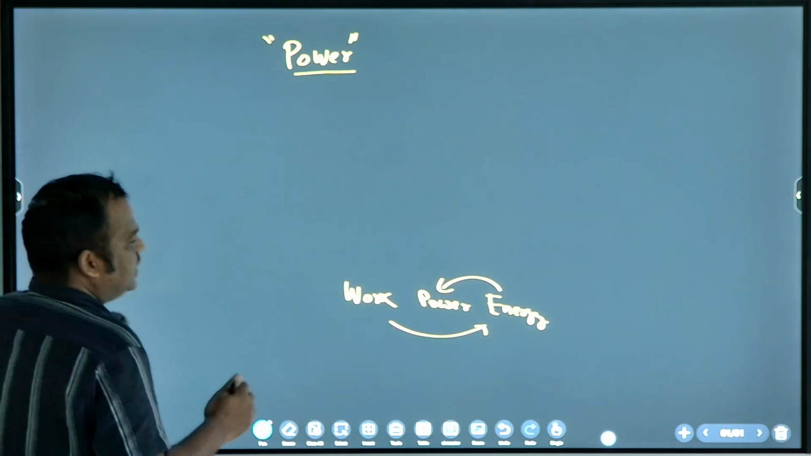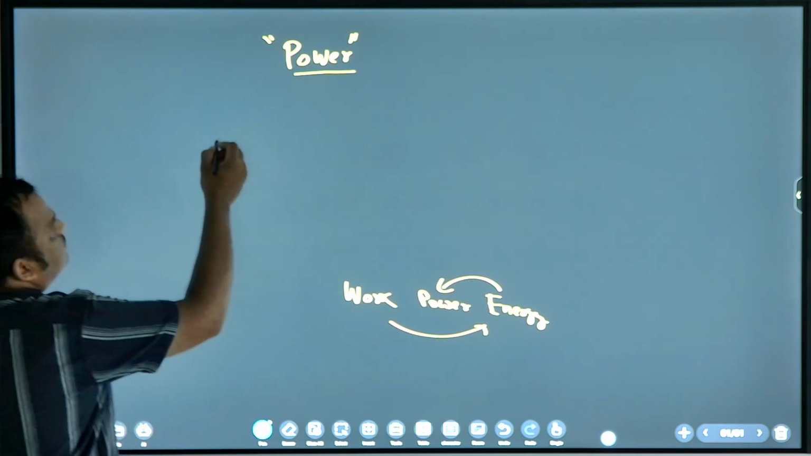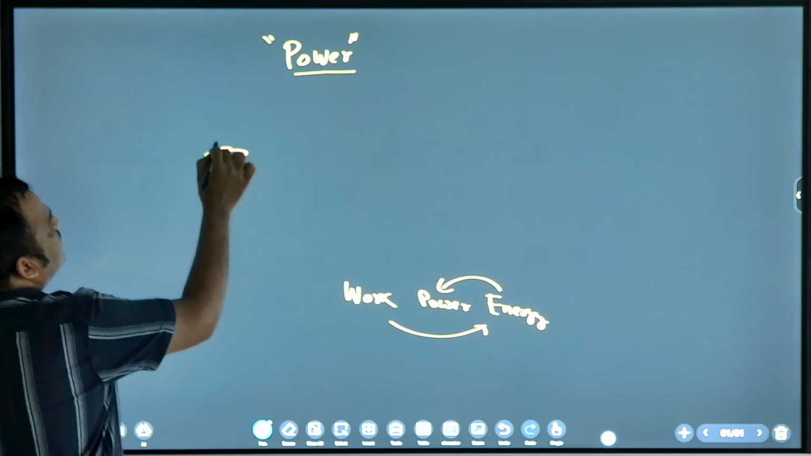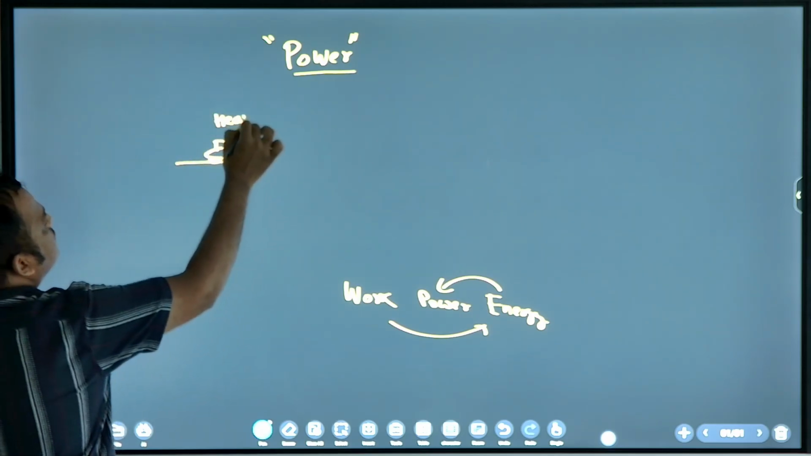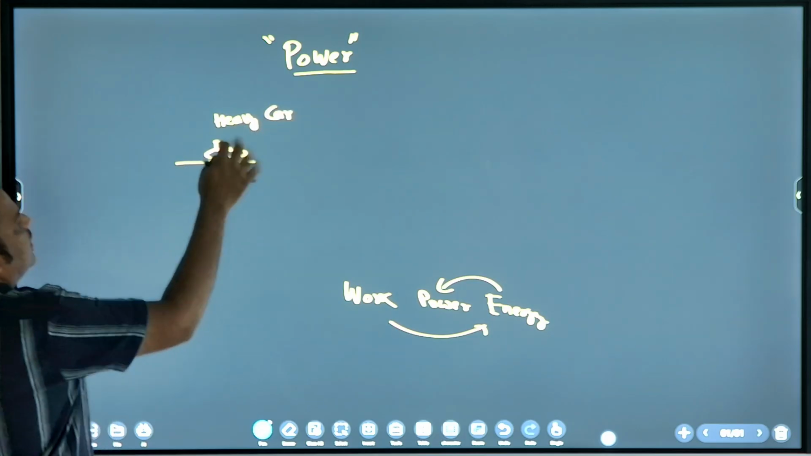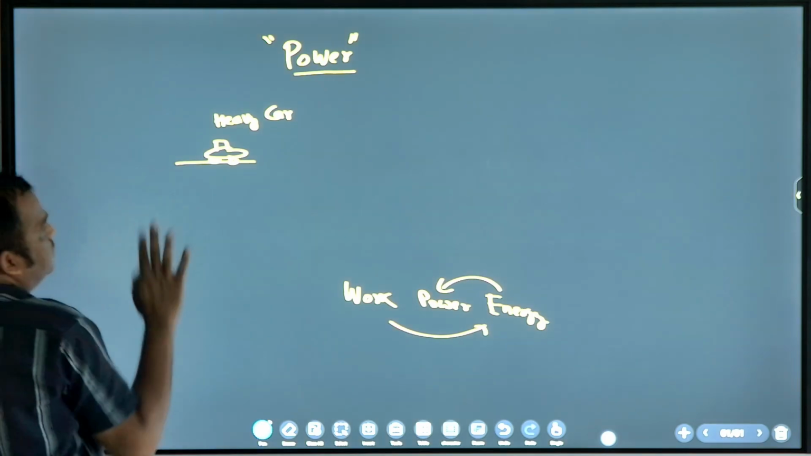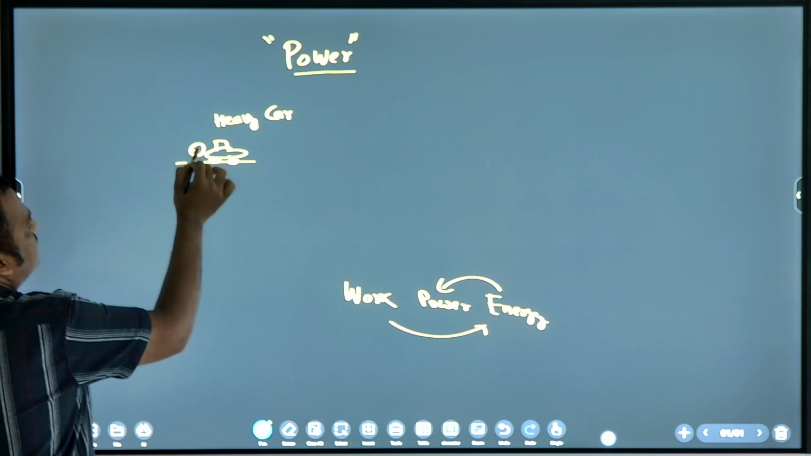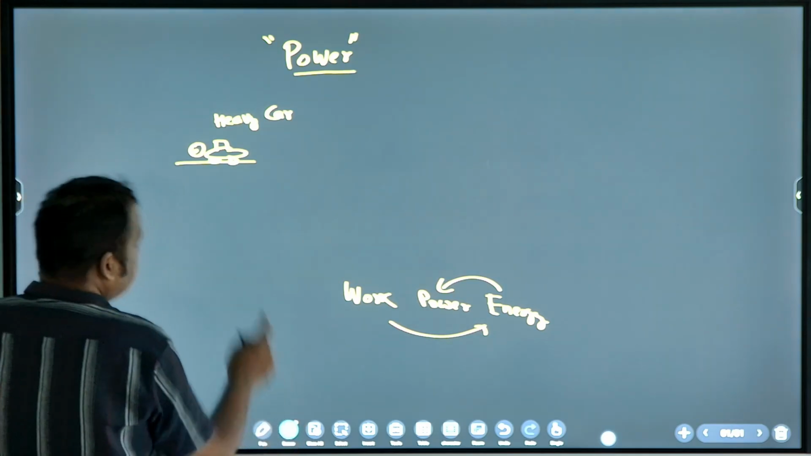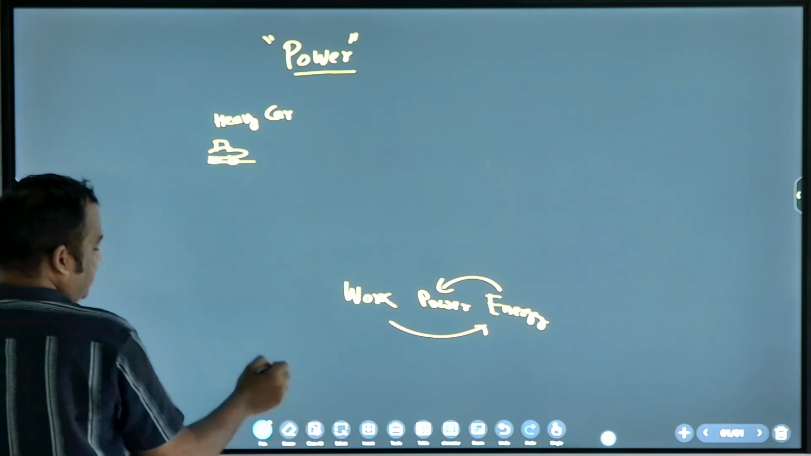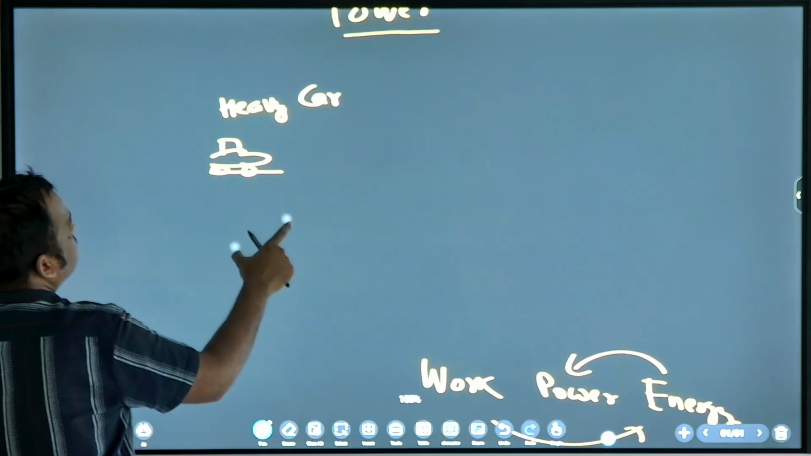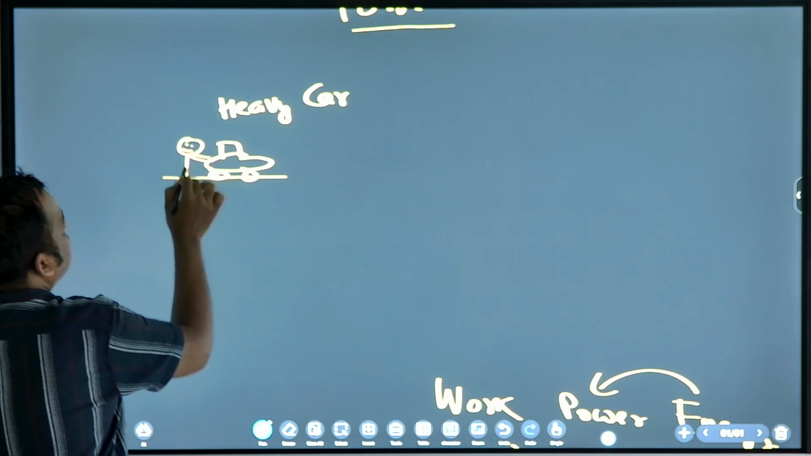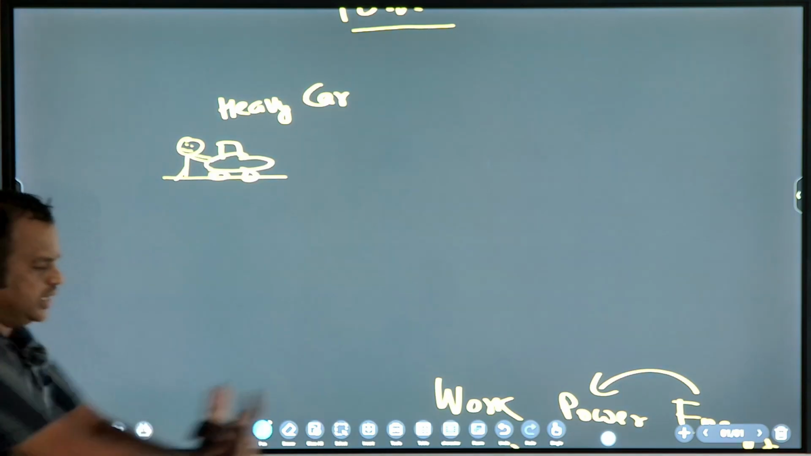Okay. Let's take one example. Suppose there is a heavy car. Engine is not working. Engine fail. So one person is pushing the car from behind like this.